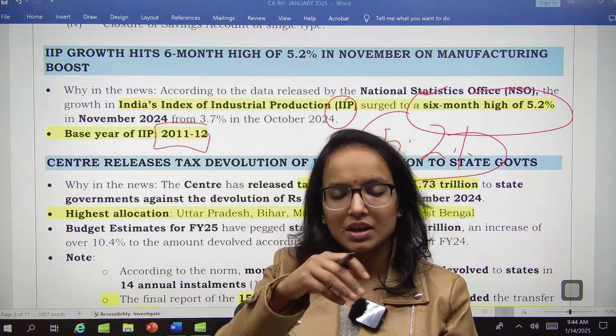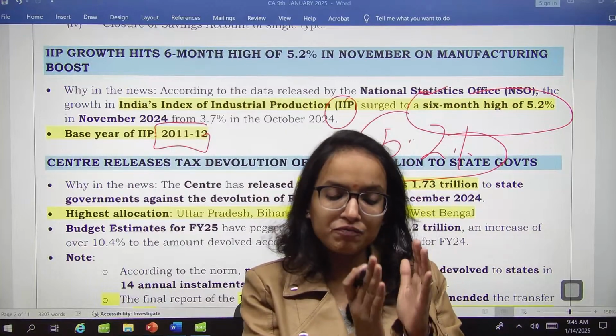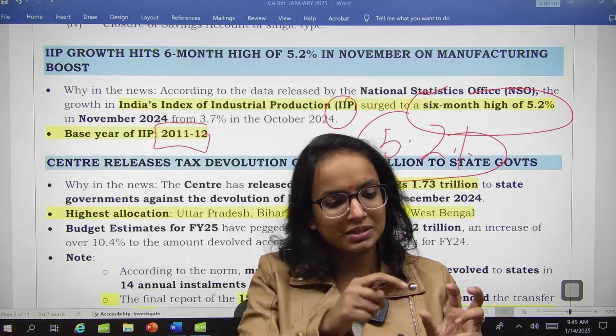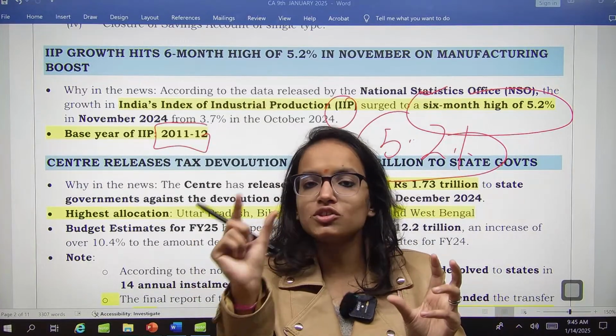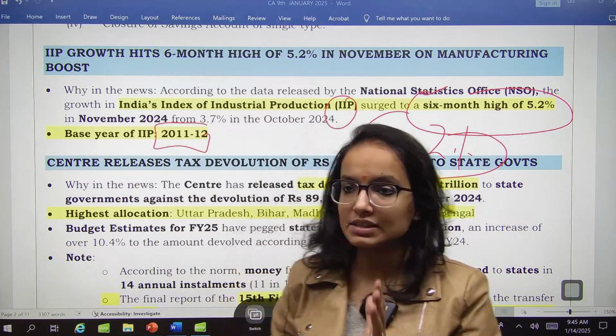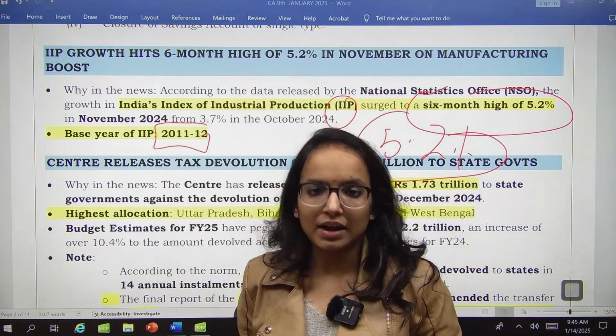Base year क्या होता है? जिस year पे, the year which we assign certain weightage to a standard basket of goods and services, है ना? उसकी price के basis पे we calculate the change कि इतना change हुआ है, a standard year. So base year से this has increased, right? 5.2% it is there. 6-month high, remember this thing.